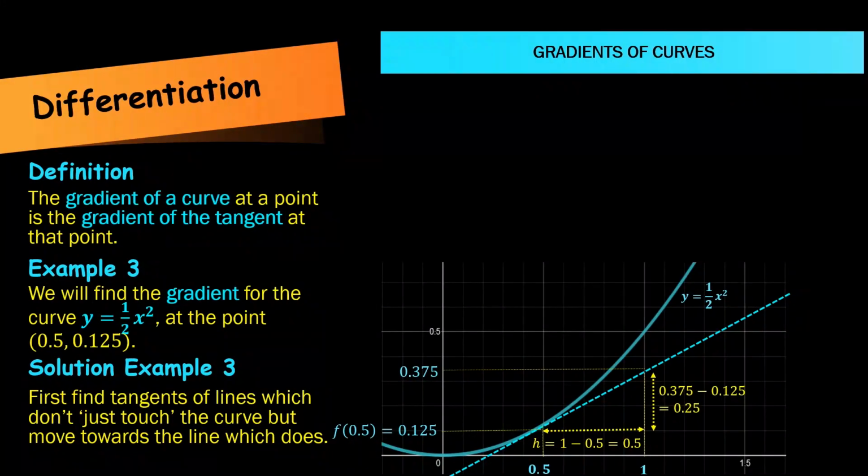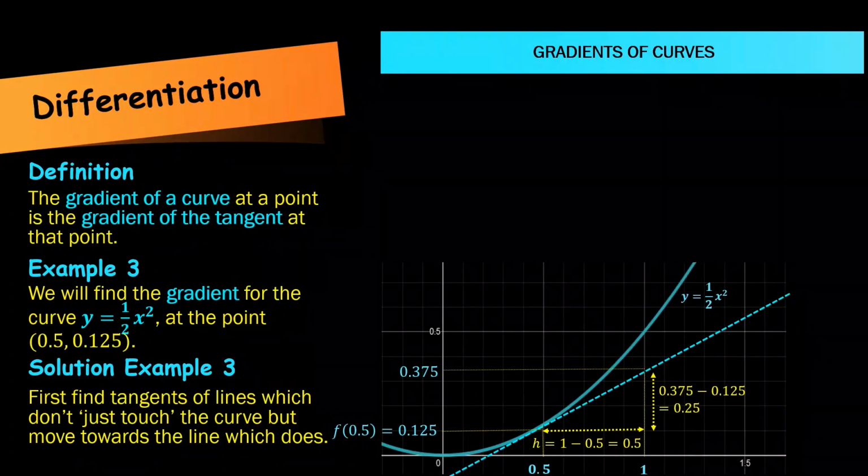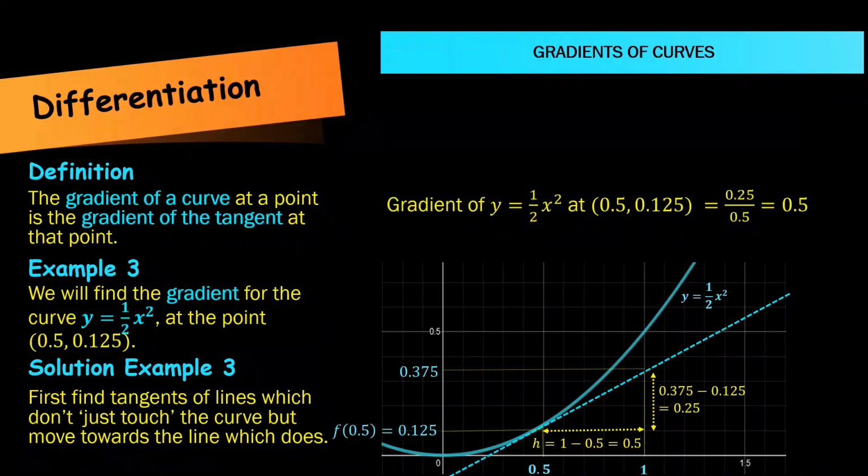Now let's find the gradient of our actual line. This time we're going to pick a point on the tangent at 0.5, f of 0.5. So the gradient of y equals a half x squared at this point is equal to the change in y of this tangent divided by the change in x, which equals 0.5.